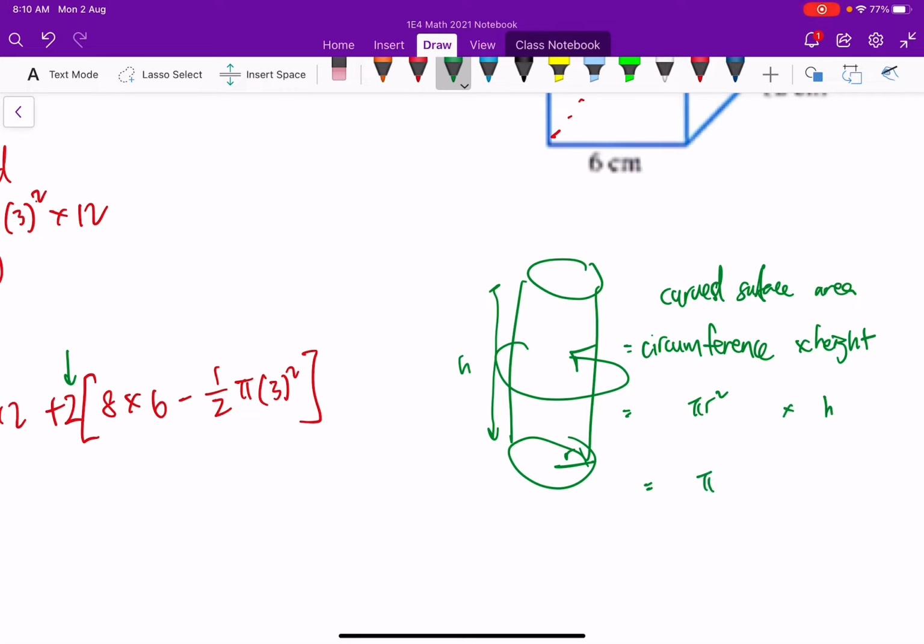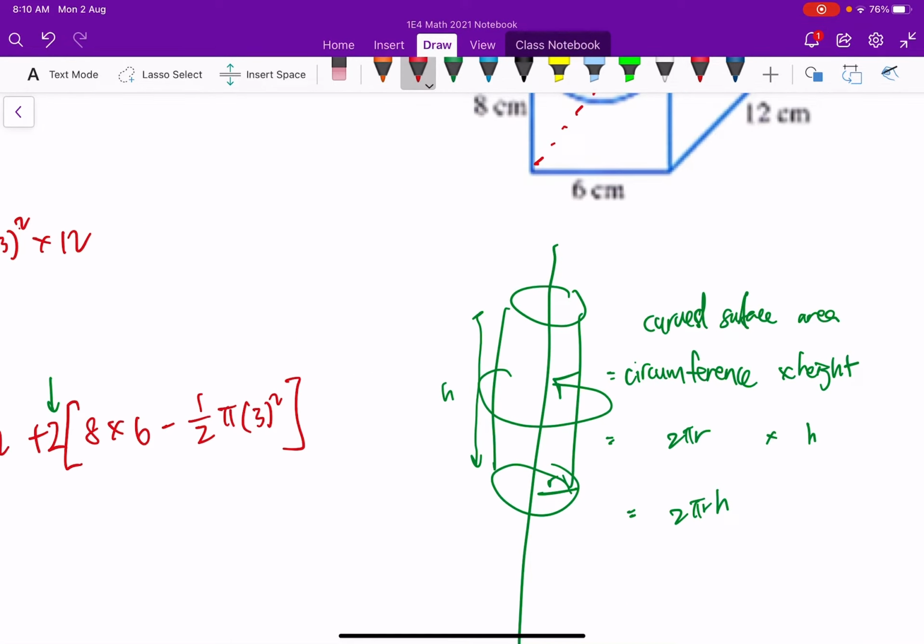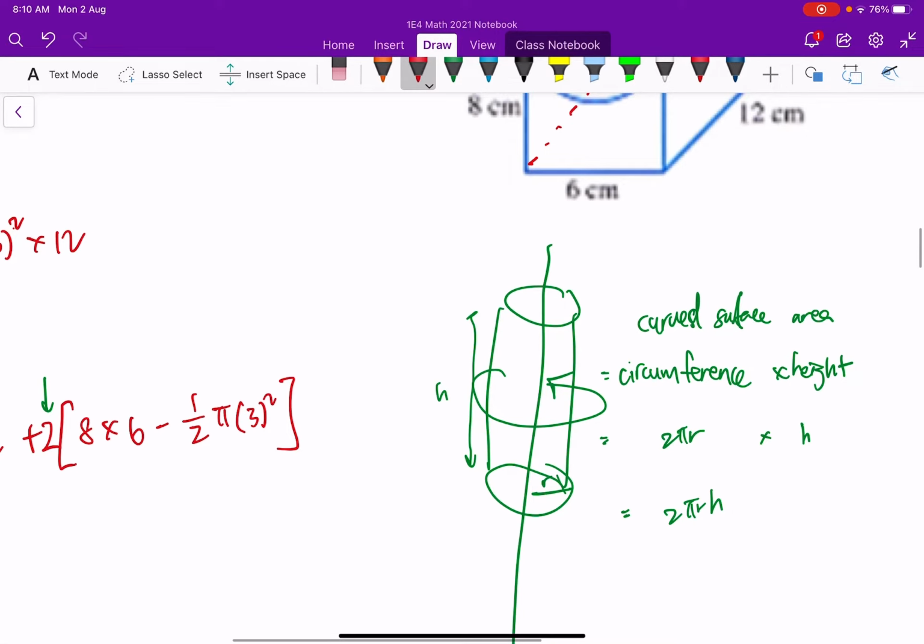So curved surface area is basically pi r, sorry, not pi r squared. It's 2 pi r. So yeah, 2 pi r, so it's 2 pi r h. So we know that it is 2 pi r h, and we cut it into half. So what do you think is the curved surface area in our question? Okay, so it's just taking this number multiplied by a half.